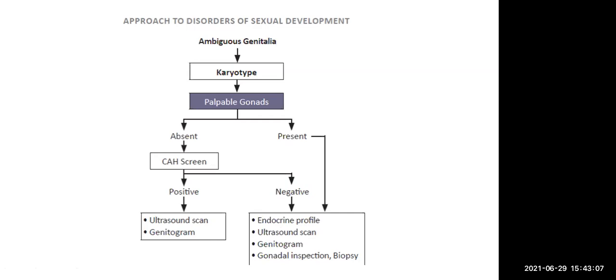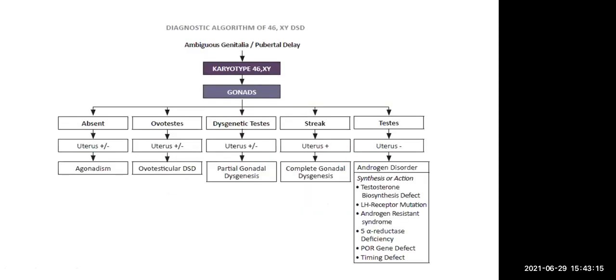We want to see whether there is testicular tissue or gonadal disorder. So if there is ovotestis, which means that there is presence of ovarian tissue and testicular tissue, the patient has ovotesticular DSD. If there is dysgenetic testis, it is partial gonadal dysgenesis. If the gonad is streak gonad, it is complete gonadal dysgenesis.